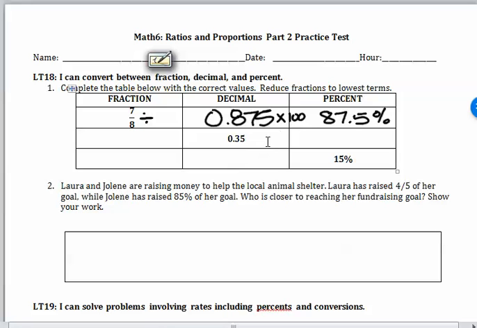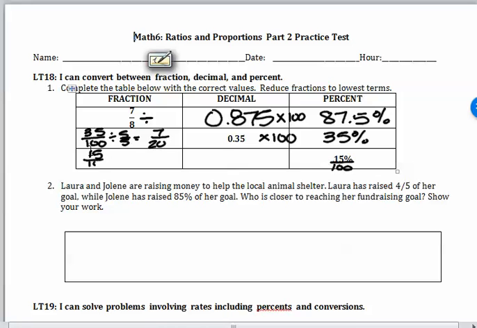Okay, when you go from a decimal like this one, again, you just multiply by 100, so that gives you 35%. If you're looking at it as a fraction, it's 35 hundredths. So that's not simplified. In order to simplify it, we divide by 5 over 5, and we get 7 out of 20.